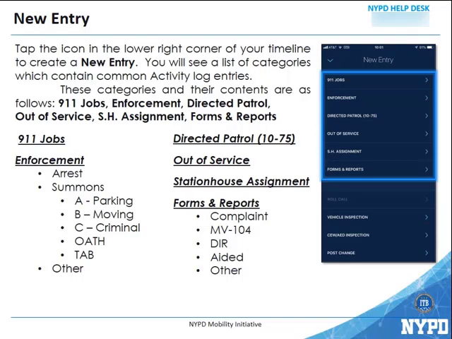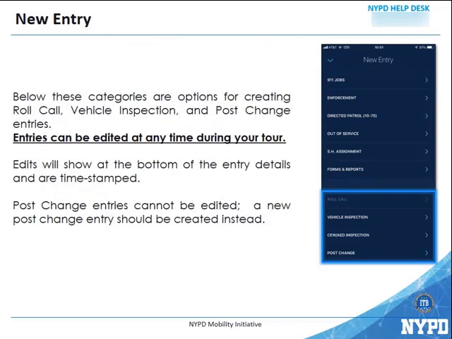Tap the icon in the lower right-hand corner of your timeline to create a new entry. You will see a list of categories which contain most types of memo book entries. Contents of each of these categories are shown here in this slide. Below these categories are options for creating roll call, vehicle inspection, and post-change entries.